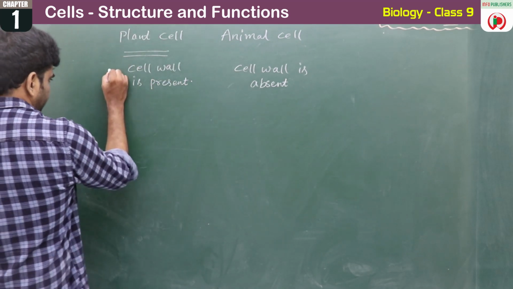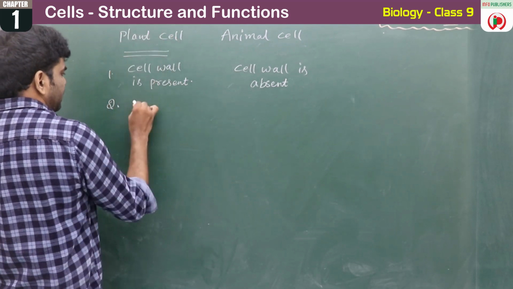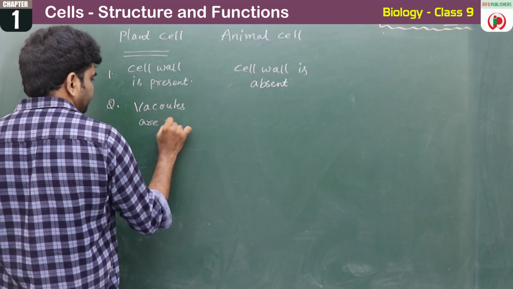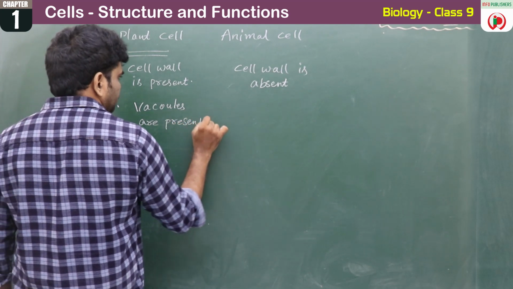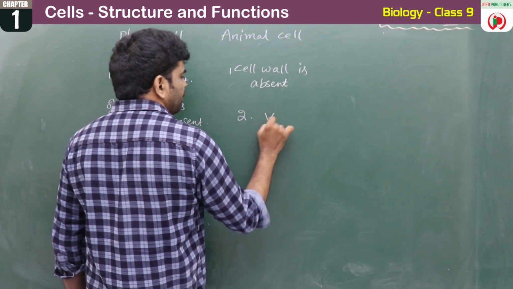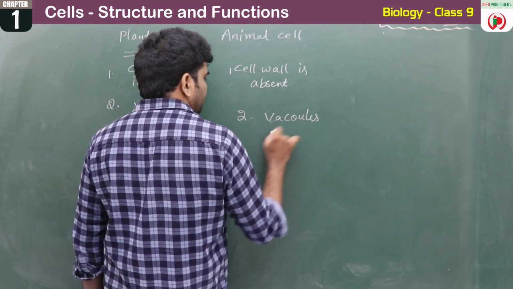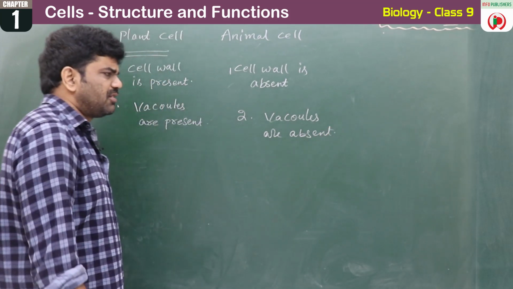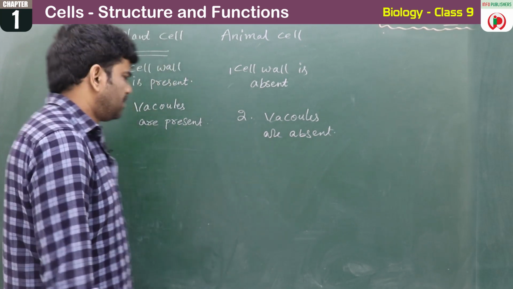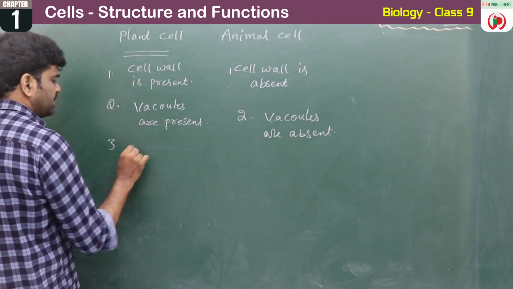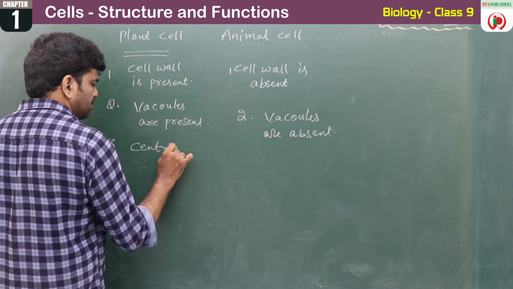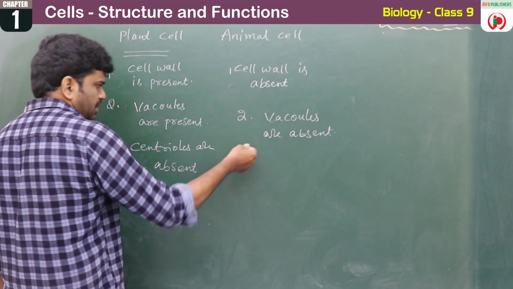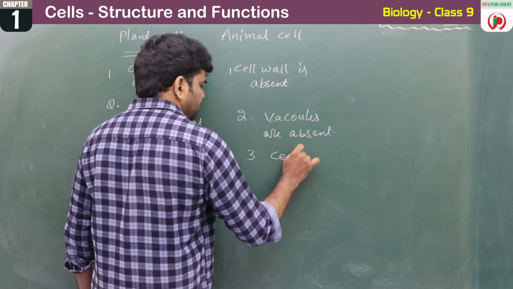Let us go for the second one. In plant cell, vacuoles are present. In animal cell, vacuoles are absent. So what are these vacuoles? What are these centrioles? We will learn in the next class. Third one, in plant cell, centrioles are absent. And here, centrioles are present.